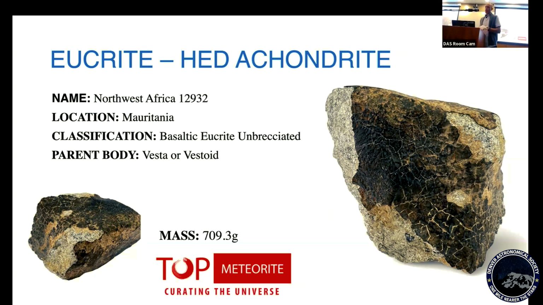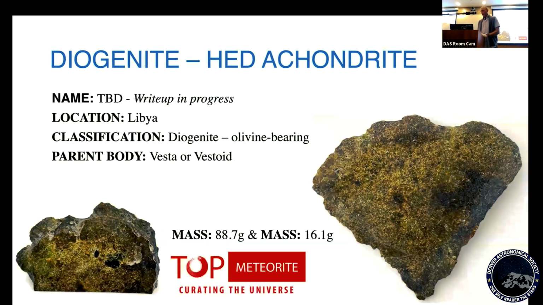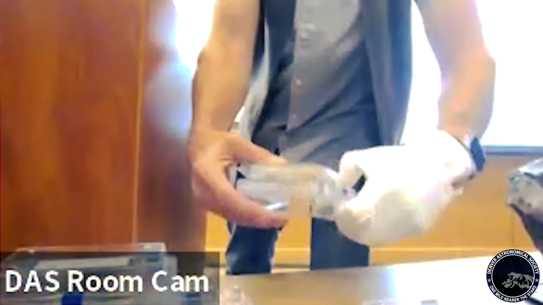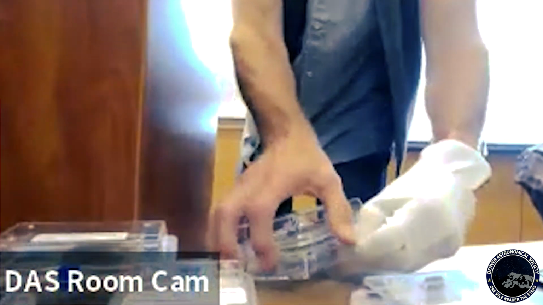H stands for howardite, which is a mix of the E, the eucrite, and the D, the diogenite. So here's a diogenite, which is right here. Pop this out real quick. These are not so delicate.